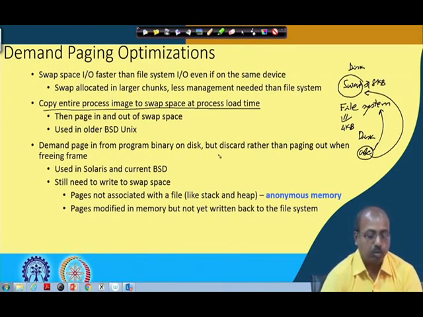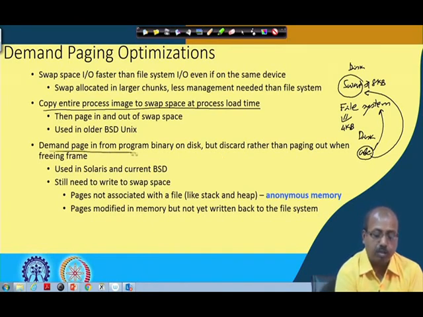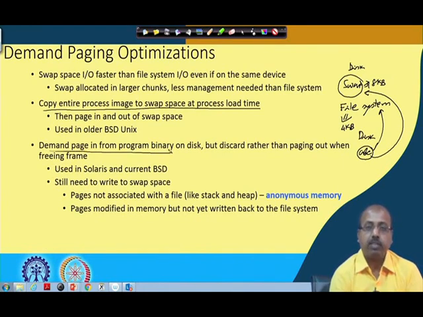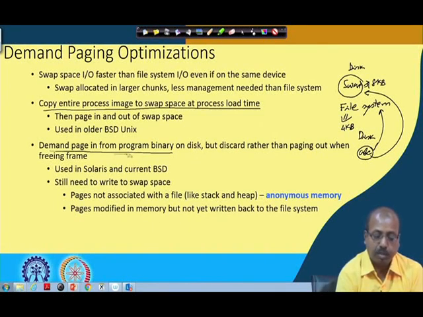Another point that we have to note is demand paging from the program binary on disk, but discarding rather than paging out when freeing the frame. Demand paging means that we do not copy all the pages of the program. Only a few pages are loaded, and as and when demanded, they are copied from the disk, from the program binary on disk. But after that, if the page is no more required, we do not write it back. Until and unless it is absolutely necessary, we do not write back the memory frame to the corresponding page in the secondary storage. This is used in Solaris and the current version of BSD.